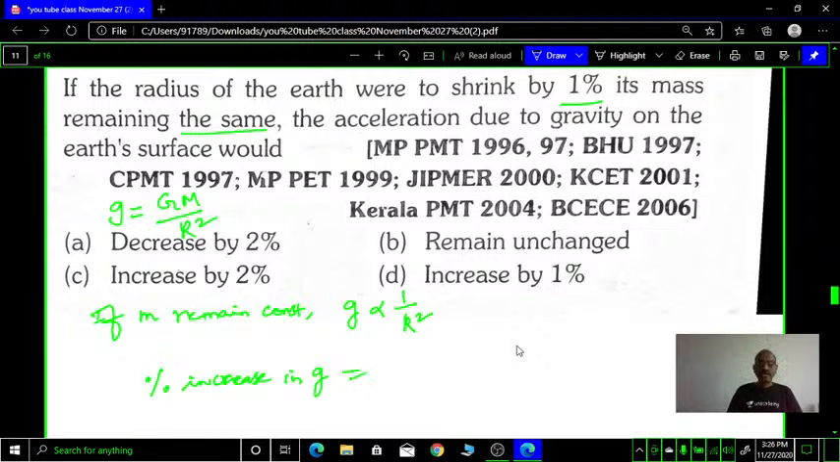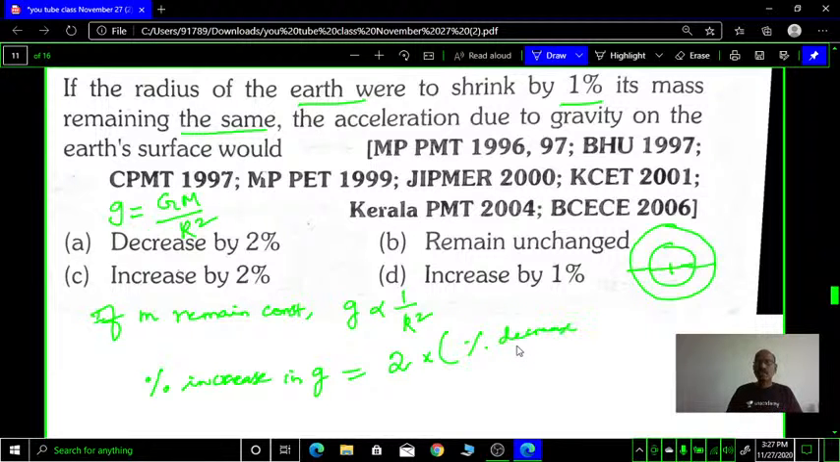equals 2 times the percentage decrease in radius, because it is a radius. If the earth is shrunk from its original shape, it shrinks on either side, so it is twice. Diameter would mean twice, so the percentage decrease in R, that is what is given.